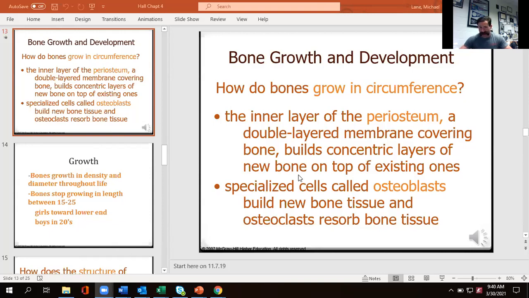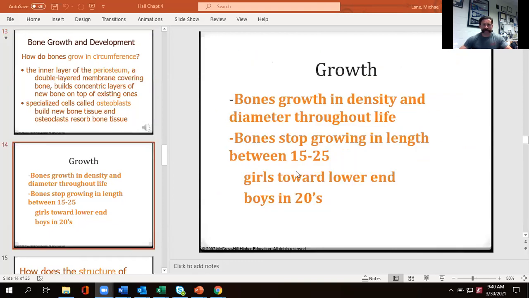But remember, osteoblasts build bone. Osteoclasts take bone mineralization away. So your bones are essentially going to grow in density and diameter throughout your entire life. Now, they tend to stop growing in length somewhere between 15, really on the high end and in very rare examples, around 25. And with women, it tends to be on the lower end. Most guys, it's usually around 20.